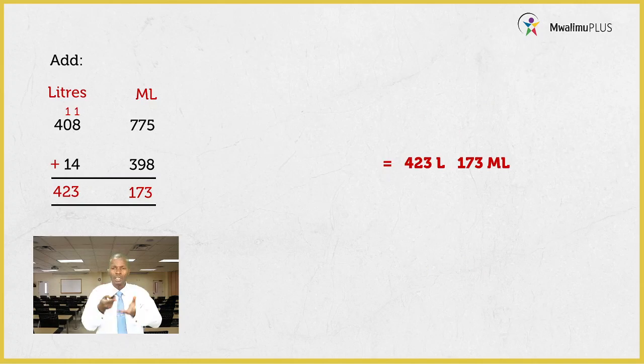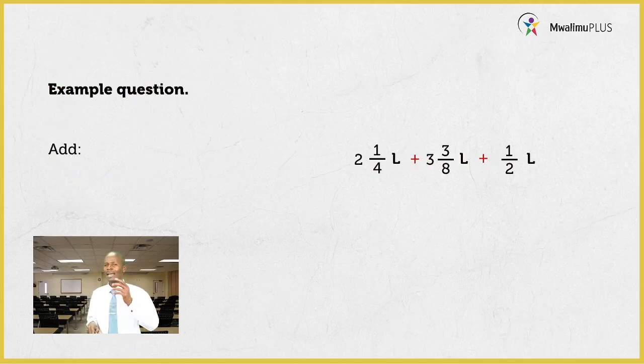That is 173 on the milliliters and 423 on the liters side. Now, moving on, like I promised, we can also add the capacities in fraction form. And that is exactly what we're going to do in our example question, where I would need your participation to be more than my participation.